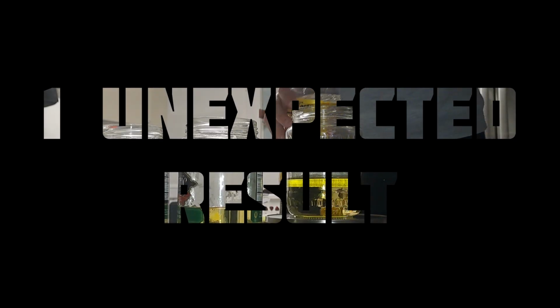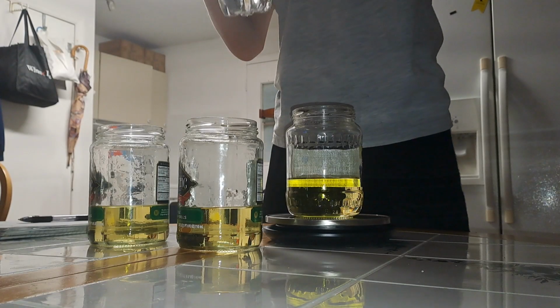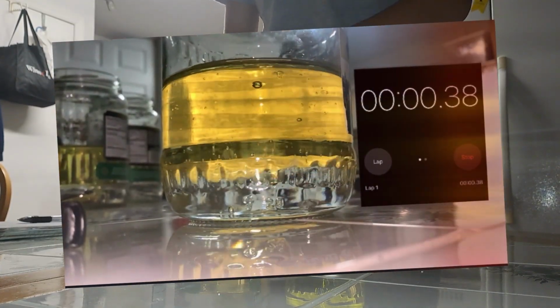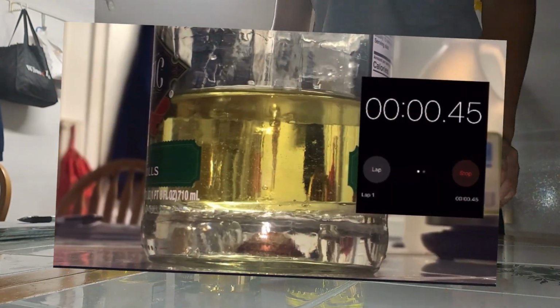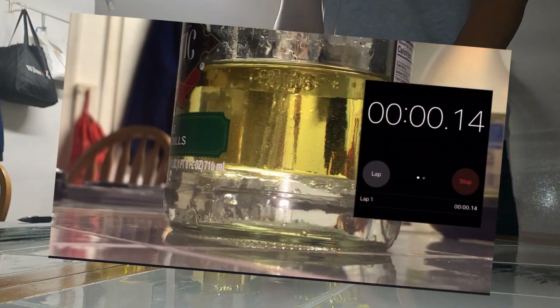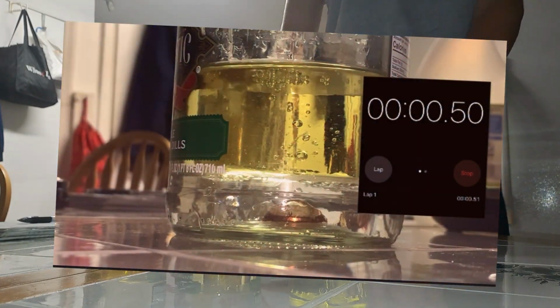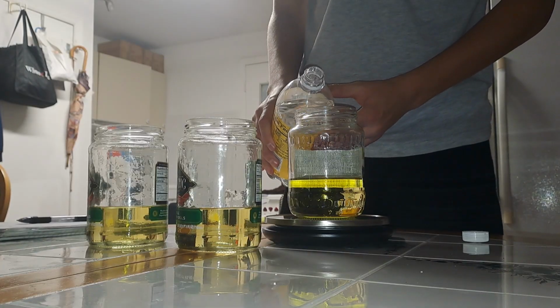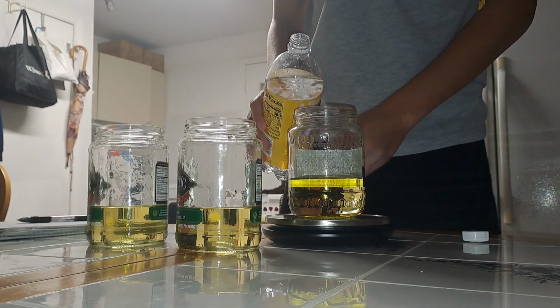One unexpected result was that objects sank faster in pure oil than any mixture, even though oil is thicker. This showed that uniform viscosity can allow smoother motion than layered liquids, where resistance changes as an object moves downward.